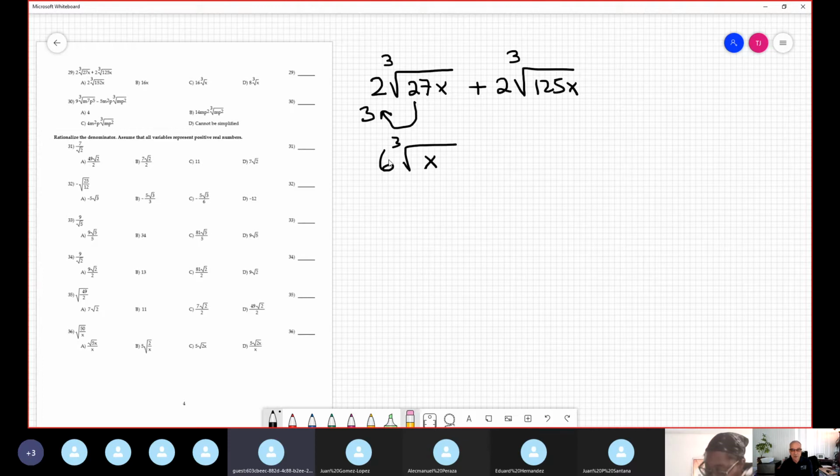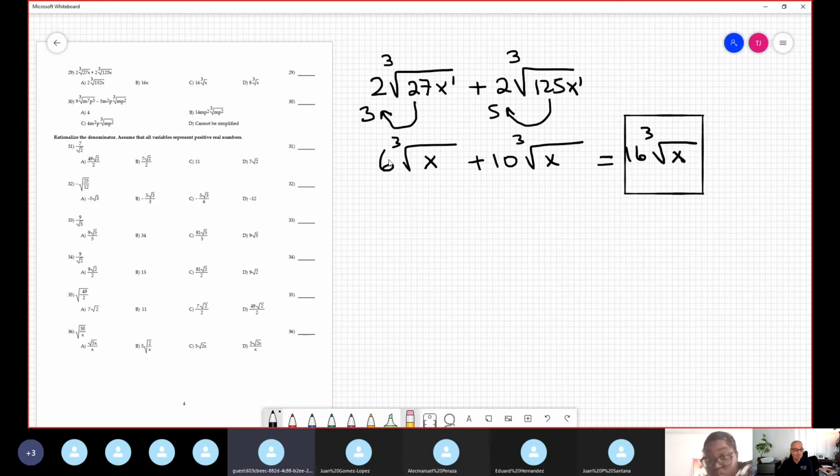Only that. The numerical part goes outside, like the 3. Now, exactly the same happened here. I know by memory that the cubic root of 125 is 5, and 5 times 2 is 10, cubic root of x. Inside, the variable x, we cannot do anything. Why? Because the exponent is 1, which is smaller than the index. No couple, no triplet, no nothing. So now we combine like terms: 16. 16 cubic root of x is the final answer.